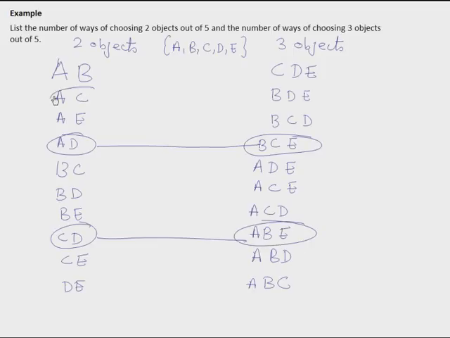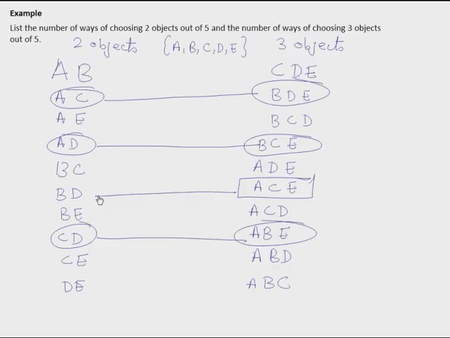What have I really done? When I chose A, C, what got left behind was B, D, E. So what am I doing? I'm setting up a one-to-one correspondence between the set of 2 objects and the set of 3 objects. Every time I pick 2 objects, it's actually the same as picking 3 objects because those are the objects left behind. It's just a matter of language which was picked and which was left behind. Similarly, I could have picked 3 objects, say A, C, E, and I would have had B, D left behind, or A, B, C, and I would have had D, E left behind.